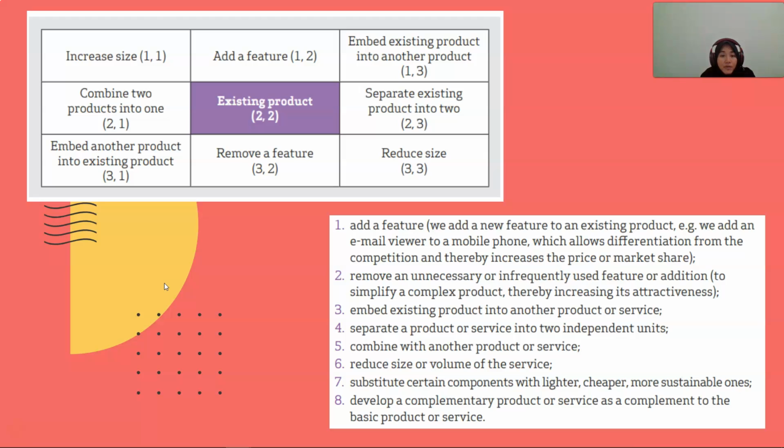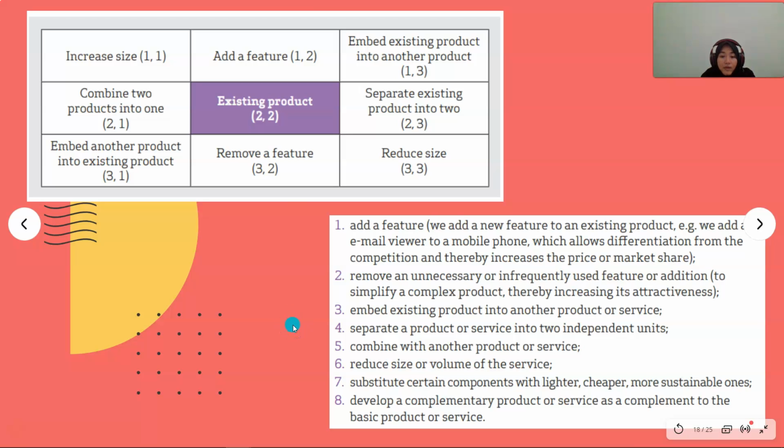First is the increase. Number 1, add a feature. We add a new feature to an existing product, for example, adding an email viewer to a mobile phone. That is add a feature. Number 2 is remove unnecessary or infrequently used features or additions to simplify a complex product. Number 3 is embed an existing product into another product or service.